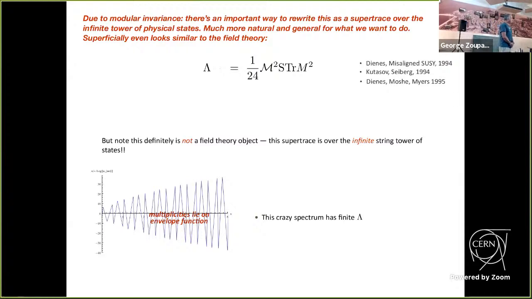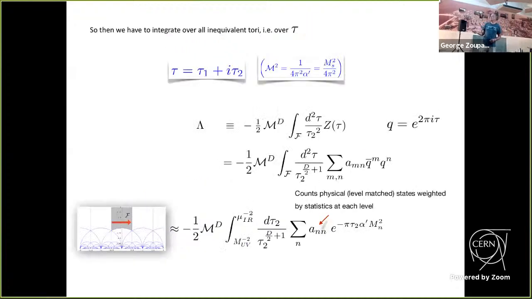This is the mass of the state. So it's basically whatever is appearing here. Yeah, that's right. But it's all absorbed into the mass squared. So the m's and n's are the level, and they define the mass squared for you. Whatever appears in the exponent, you can identify as mass squared.